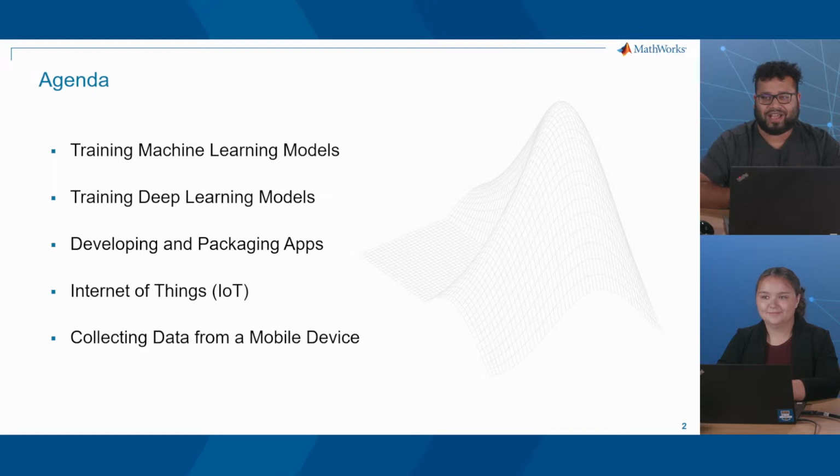We just wanted to give you a high-level understanding of what we're going to talk about today. Grace is going to talk about machine learning and deep learning. She's our resident machine learning and deep learning expert. And then we're also going to talk about how you can build apps. At MathWorks, we love apps, and we try to develop a lot of apps for our customers. But we're going to talk about how you can develop and package your own apps.